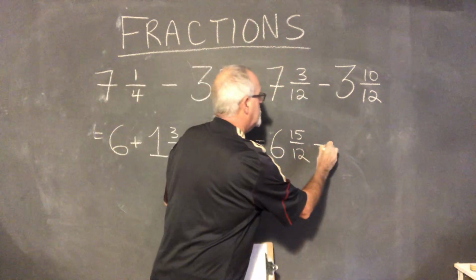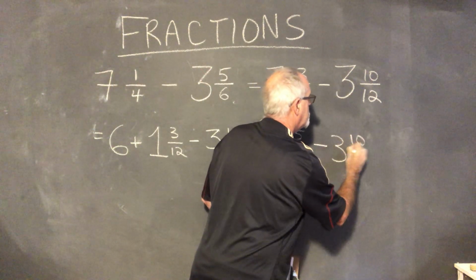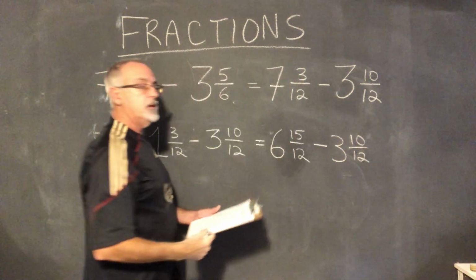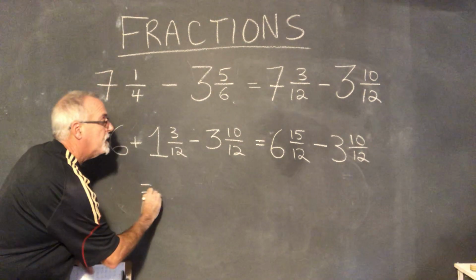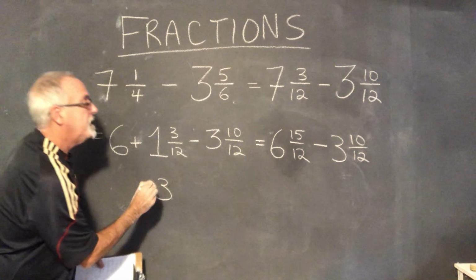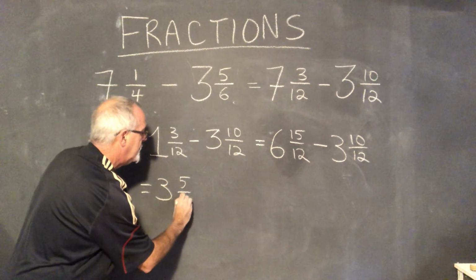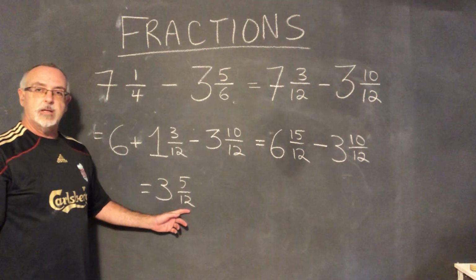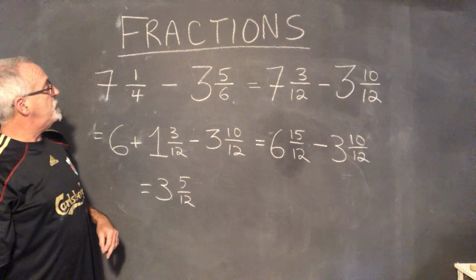And now I'm just continuing my subtraction. Minus 3 and 10/12. This is going to work. 15/12 is bigger than 10/12. The borrowing worked, it's going to help. 6 minus 3 is equal to 3. 15/12 minus 10/12 is equal to 5/12. And this time the answer cannot be simplified any further, so that's my final answer, 3 and 5/12.